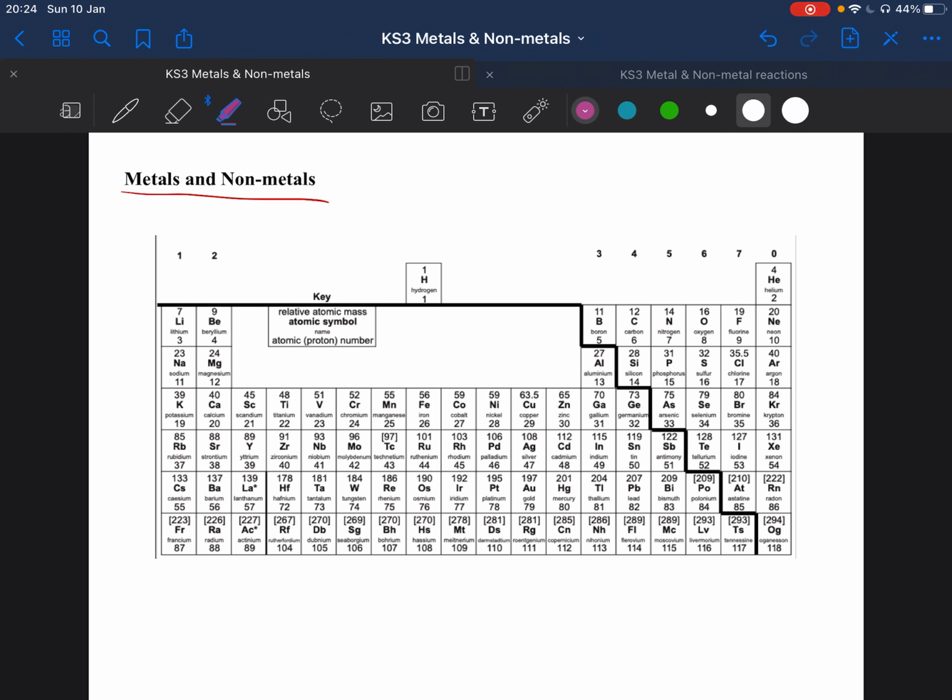So I'm going to start by quickly reminding you about where our metals and non-metals sit on the periodic table. So what we've got here is all of these ones that I've coloured in pink. They are our non-metals, and they sit on the right-hand side of the periodic table, above what I like to call the stairs. This line that I've drawn here that is a little bit thicker, that looks a bit like a staircase. So these are all of our non-metals.